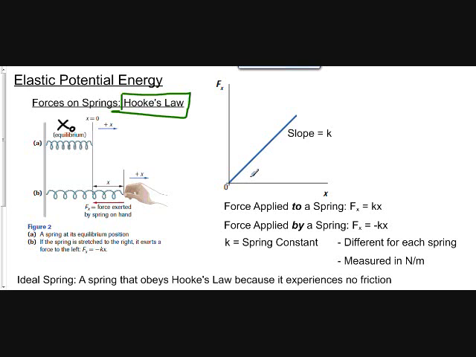But if we do this, lo and behold, we get a straight line. And again, straight lines in science are fantastic. They mean we found some sort of relationship that's important. And so this guy, Hooke, got a law named after him because of it. So it's a pretty simple law.